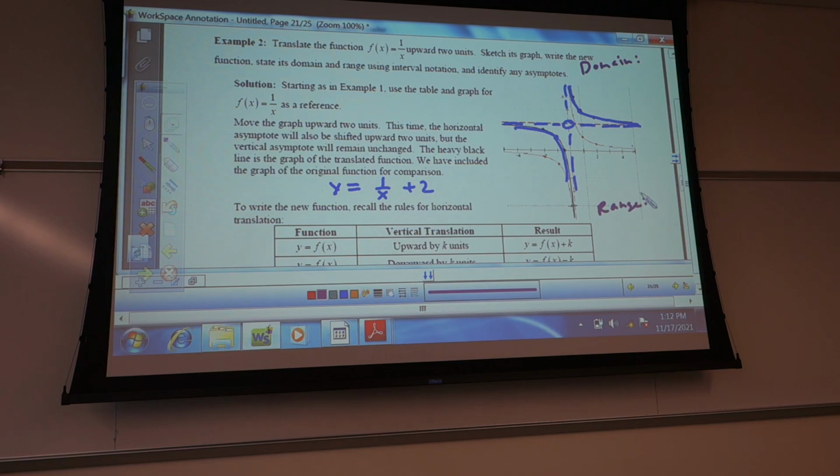What's my domain for this one right here? What can X not be? Zero. Has everyone followed me with this part here? Yeah. What can Y not be? Two. Y cannot be 2. What's my vertical asymptote? X is 0. What's my horizontal asymptote? Y is 2.